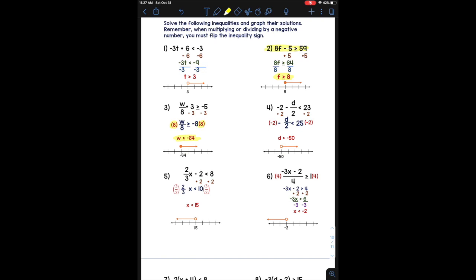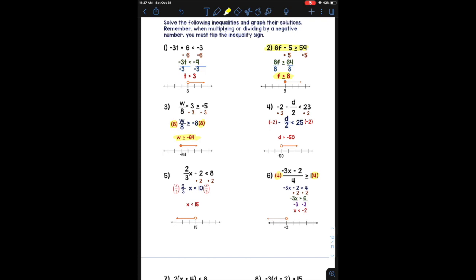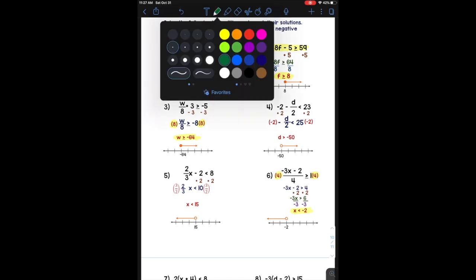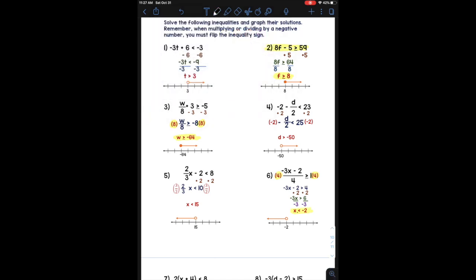And lastly, number 6, the first operation we should have done was multiply by 4 on both sides. It's a positive number, so there's no need to flip the inequality sign. We should have ended up with x is less than or equal to negative 2. There's a little typo in this case. So we should have a closed point above negative 2 and an arrow to the left.